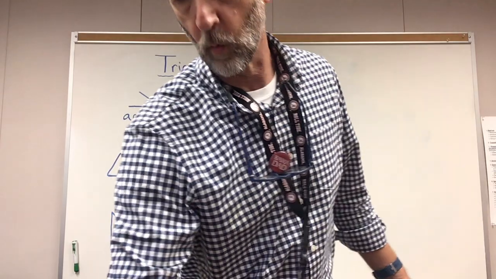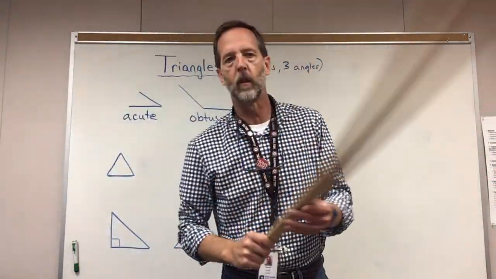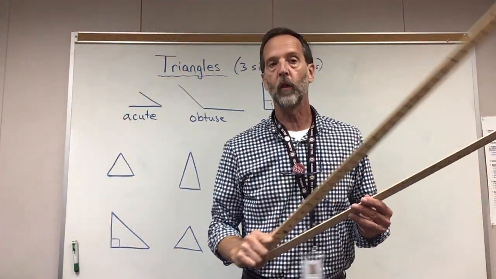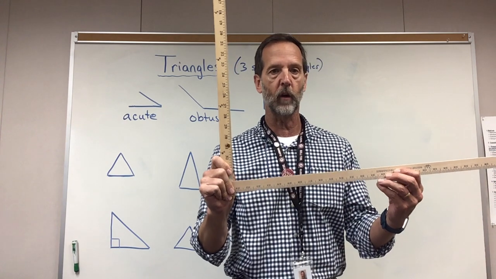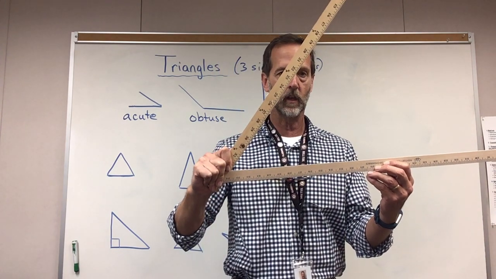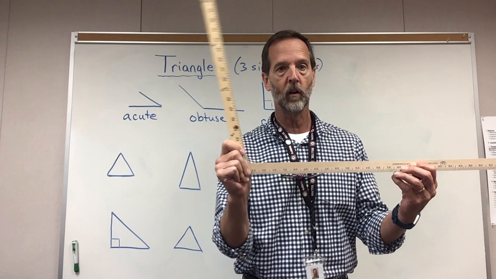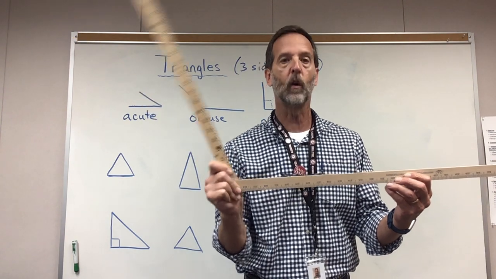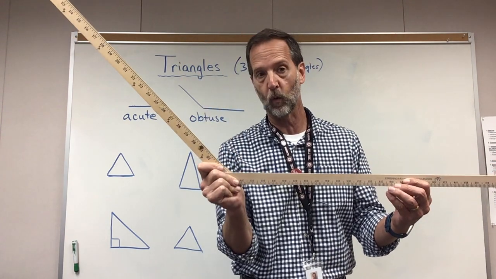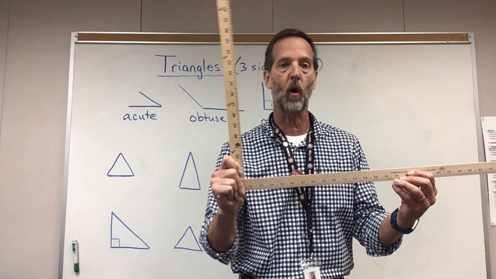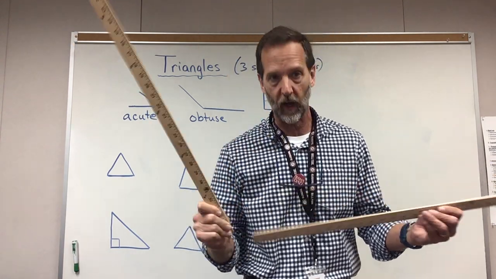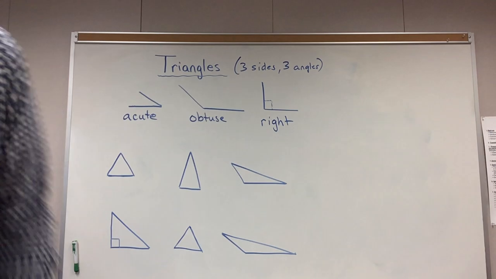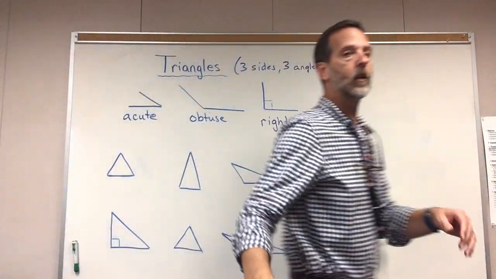Now the way you kind of determine those, you always want to compare them all to the right angle. If it's smaller than a right angle, that's acute. If it's bigger than a right angle, that's obtuse. So you always want to look at that right angle. Is it bigger than the square corner? Obtuse. Is it smaller? Acute. Okay? All right. So now we're going to take a look at our triangles.